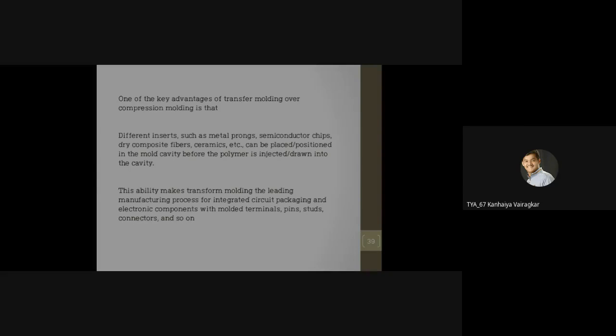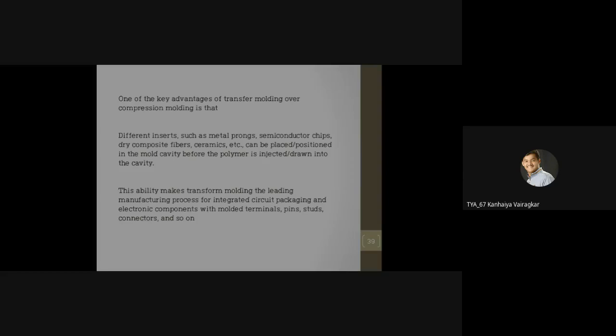One of the key advantages of transfer molding over compression molding is that different inserts such as metal prongs, semiconductor chips, dry composite fibers, ceramics can be placed and positioned in the mold cavity before the polymer is injected or drawn into the cavity. So now what is happening? Inserts. Why are inserts required? I told you. I'll give you one example also.